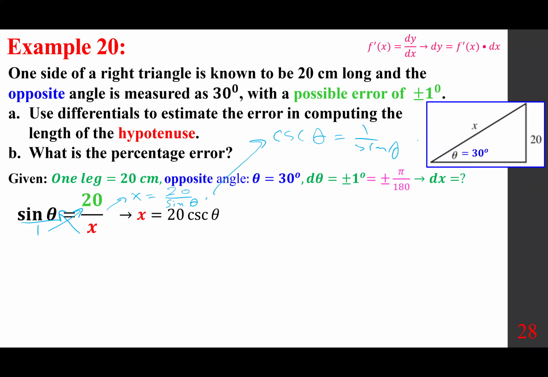Now we are ready to differentiate with respect to the independent variable theta. So we want dx d theta, which is 20 times, now what is the derivative of cosecant theta? It is negative cosecant theta cotangent theta. So what is dx? The same thing times d theta. We are following that. Makes it negative 20 cosecant theta cotangent theta d theta.